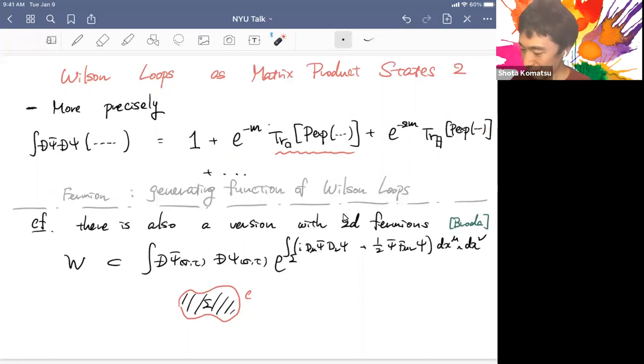And so there is one remark I wanted to make. Here I introduced a one-dimensional fermion in order to write down a path integral expression for the generating function of the Wilson loop. But there is also a version which uses two-dimensional fermions. This is actually known for a while, but I think not many people know about it. So I just wanted to bring this up. This Wilson loop you can also write as a path integral of a two-dimensional fermion living on a surface which is bounded by this Wilson loop contour C. And the action is given by this expression.